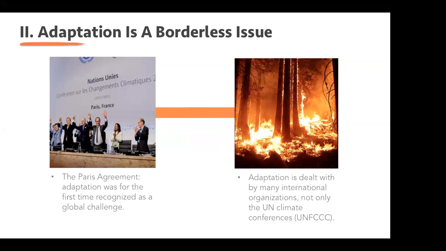So in the Paris Agreement, adaptation was for the very first time recognized as a global challenge in Article 7. And already before the Paris Agreement, around 2007, a series of IPCC reports raised awareness, and adaptation is nowadays talked about in different policy areas, in different sectors, such as agriculture, disaster risk reduction, development, food, health, migration, and security. So it's dealt with by many different international organizations, not only the climate organizations.